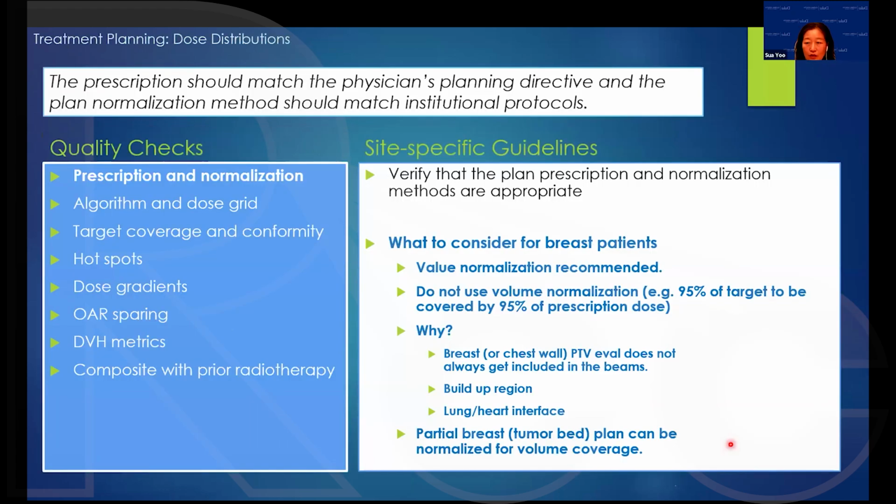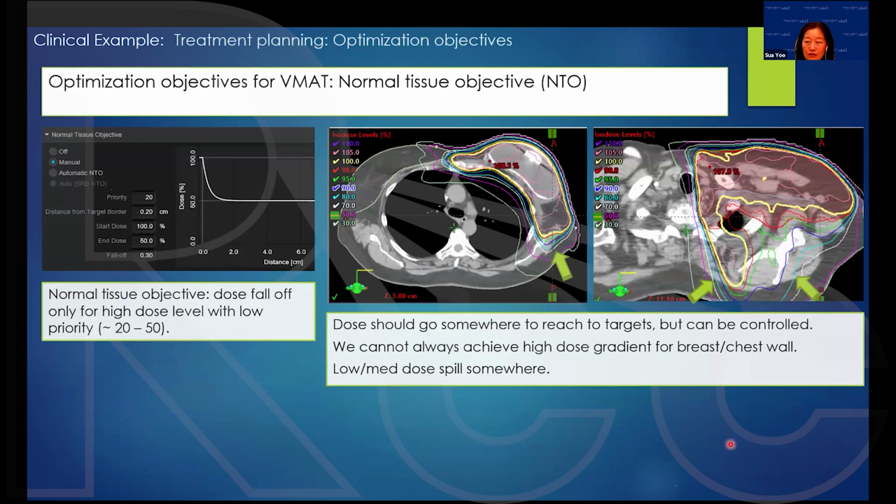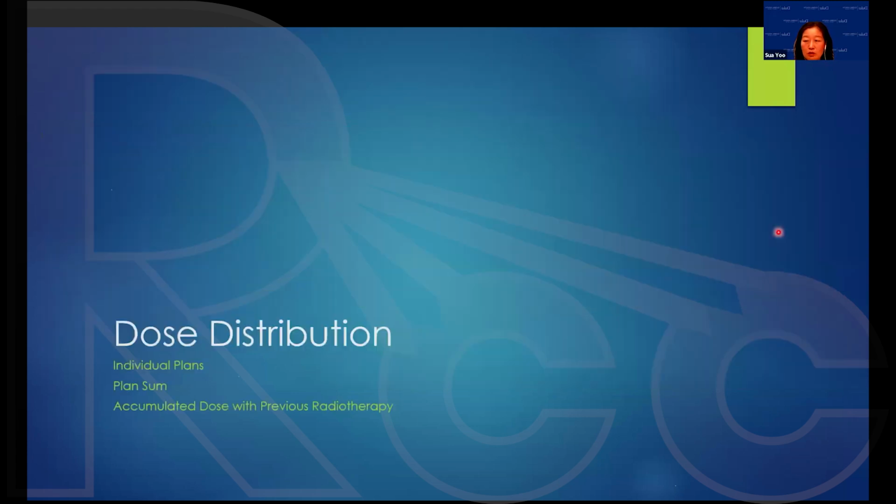Dose distribution, normalization, how do we do it? We use volume normalization most of the time. Volume normalization is not used because of this type of thing. If you use volume normalization, it's gonna bump up the dose a lot and everywhere it'll be too hot. And we have to allow some of the cold area.